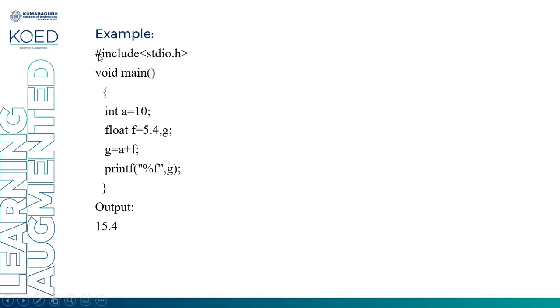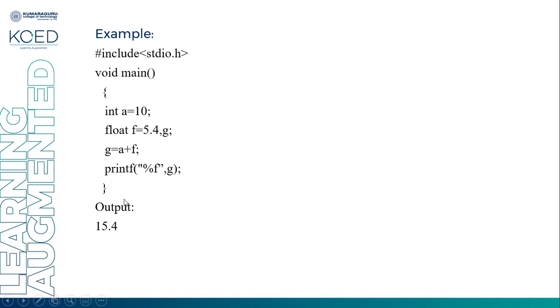See this example. Here in void main, I'm declaring a variable integer a equal to 10, float f equal to 5.4. I am declaring another variable g, so g equal to a plus f. A is an integer, f is a float. So what will happen? Float has a larger length than the integer, so the integer will be converted into float. Our result is 15.4.